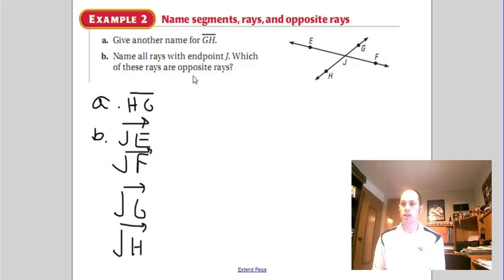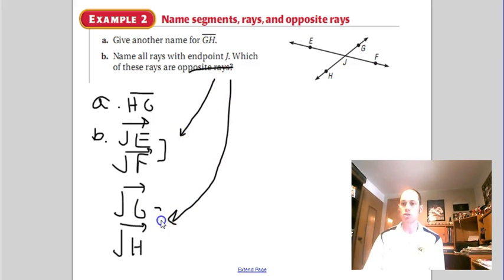Now, if we're looking at which ones are opposite rays, opposite ones are, well, they go opposite directions. That's a way to remember it. So JE, opposite direction is JF. So the opposite rays would be JE and JF. And another set of opposite rays would be JG and JH. Those go opposite directions. So opposite rays form a line. That's another way to think of it.